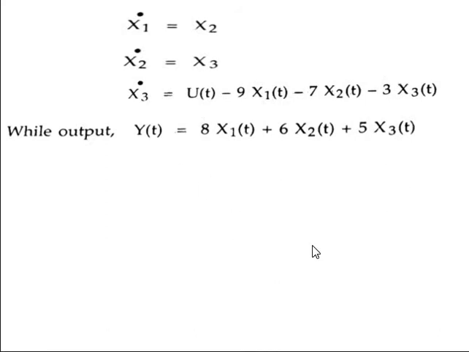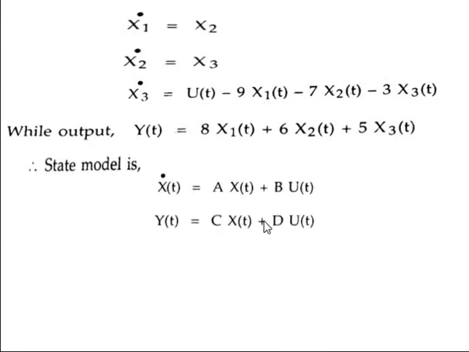From these equations we can write the state equation and output equation. From these three equations we can write the state equation, and from this equation we can write the output equation. The basic format for the state equation is x dot of t is equal to A into x of t plus B into u of t, and the output equation y of t is equal to C into x of t plus D into u of t. We can write the A matrix, B matrix, C matrix and D matrix. So these are the standard formats.